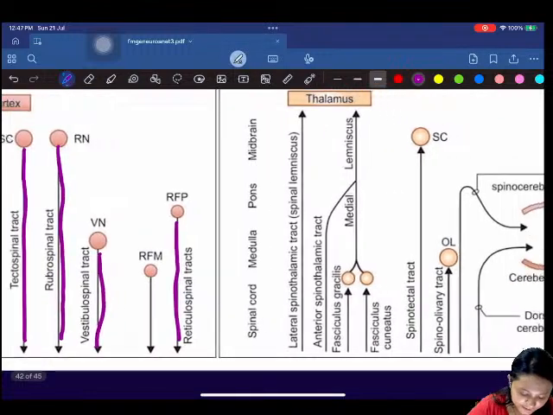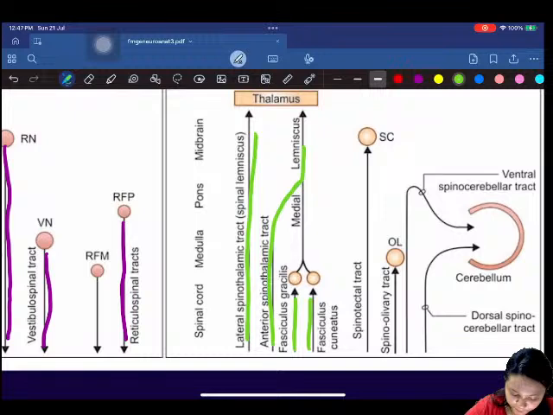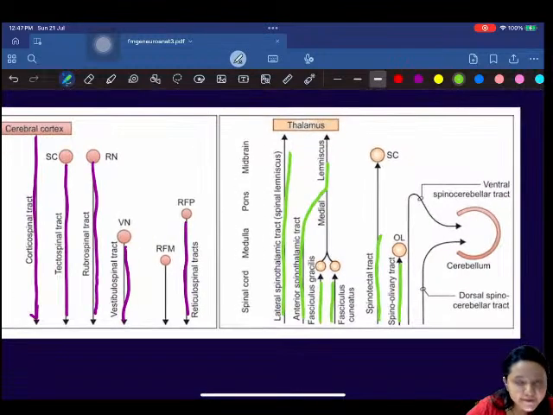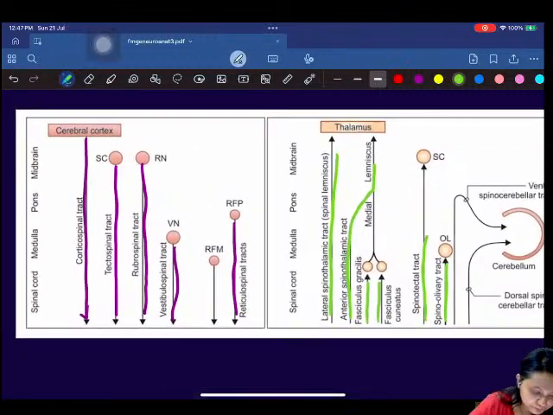These are your descending tracts. And the ascending tracts, as discussed, you have the spinothalamic. As you can see here, the lateral spinothalamic is going to the thalamus, then the anterior spinothalamic tract. Then you have the fasciculus gracilis, the fasciculus cuneatus, the spinotectal, and the spino-olivary. These are all your ascending tracts. Now you know that the ascending tracts are sensory and the descending tracts are motor.